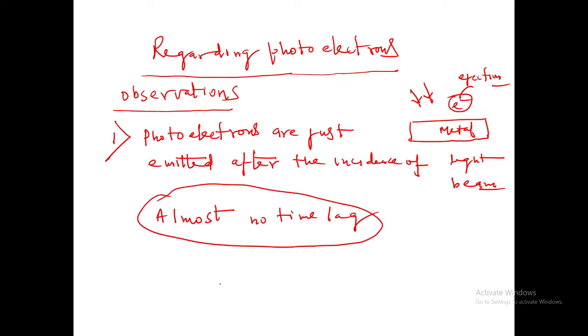So almost no time lag is observed between the incidence of the light beam and emission of photoelectrons. According to a typical study, the time lag is approximately 3 into 10 raised to minus 9 second. This is very small.